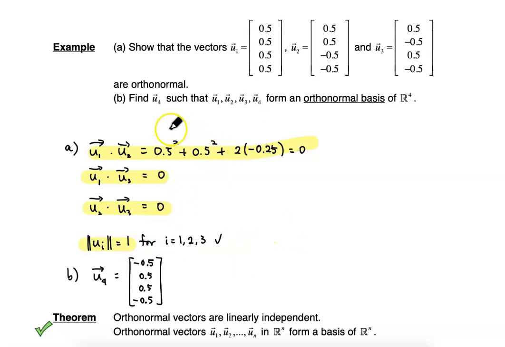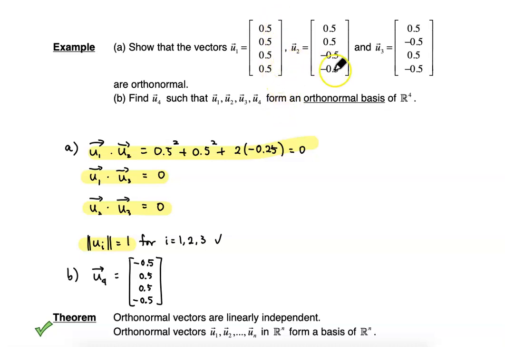Now the second question is, if we want an orthonormal basis in R4, we are missing one vector, we only have 3, and of course we need 4 vectors to form a basis of R4. So what would U4 be equal to? This is kind of a checking game. You have to figure out.